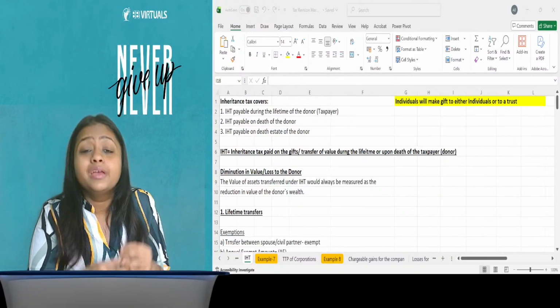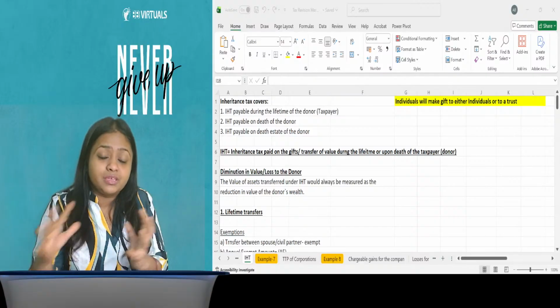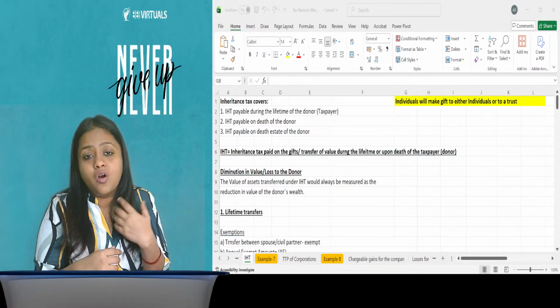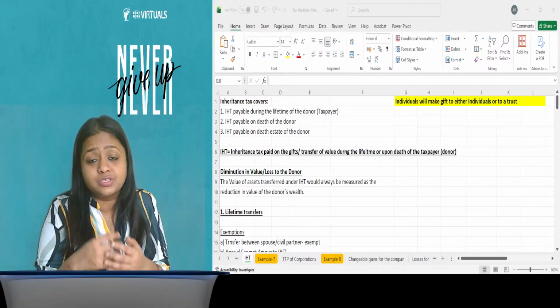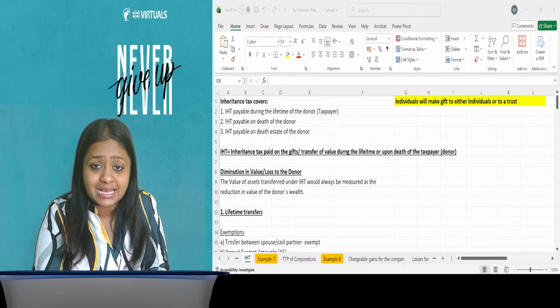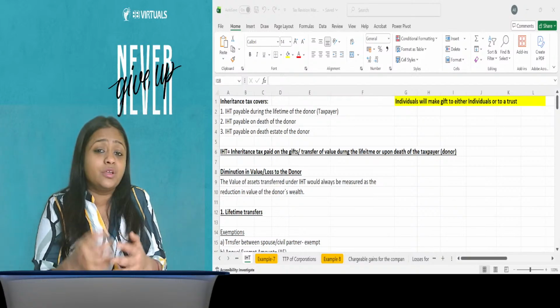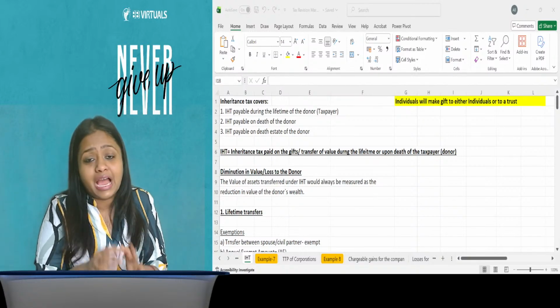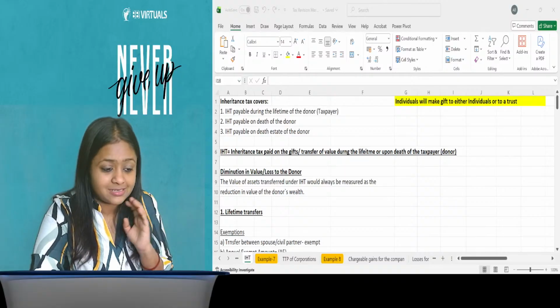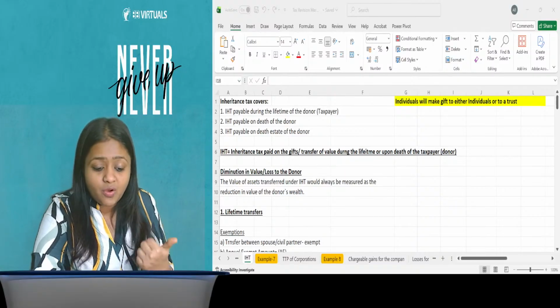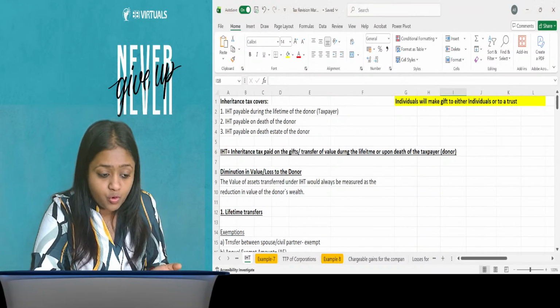Second, on the same lifetime transfer, based upon a condition, we will calculate death tax upon the death of the donor. Third is when the donor passes on the assets to the other beneficiaries, or to the other receivers, as a part of his will, as a part of his estate, then we have IHT calculated on the death estate. Done and clear? Okay, now let's go further and let's discuss more.